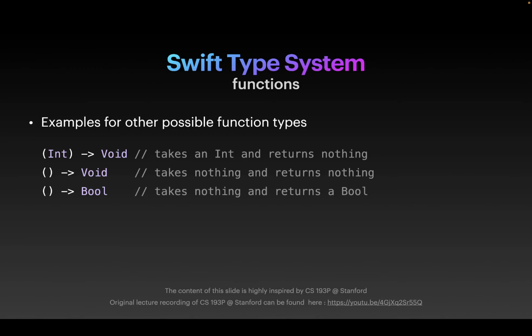For example, in the first case, the function takes an integer as an argument and returns nothing because we use Void, okay? In the second case, we take nothing and return nothing, okay? The third case is we take nothing but return a Boolean, okay? You can also get lots of different function types if you want.